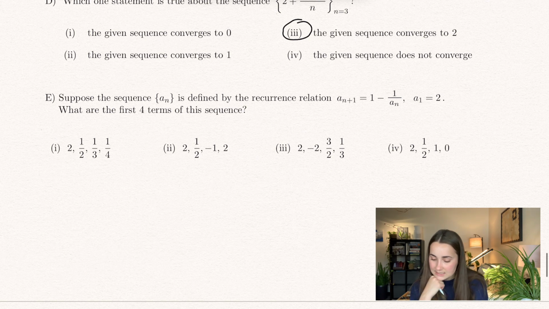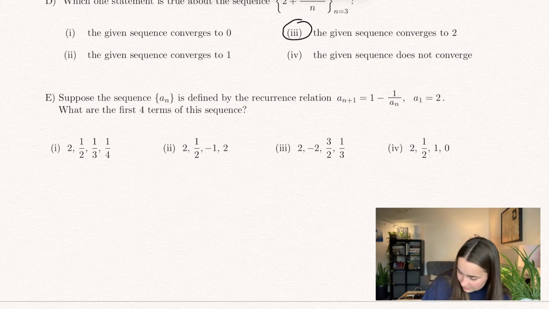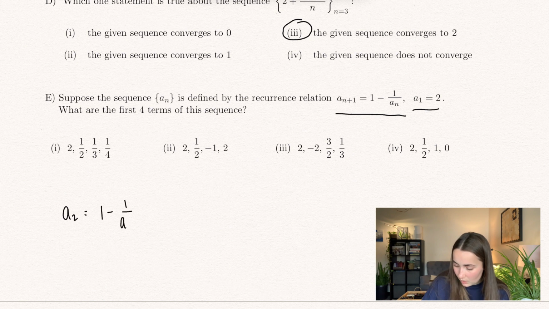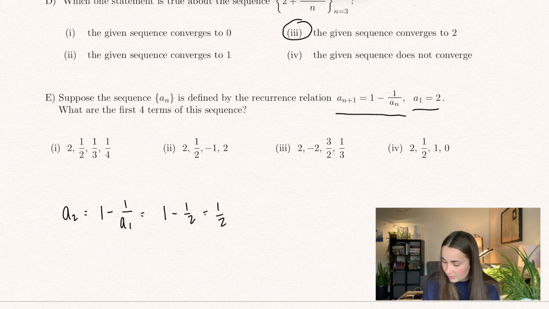Okay, part E. Suppose the sequence a sub n is defined by the recurrence relation a sub n plus 1 is equal to 1 minus 1 over a sub n, and they give us the first term, a sub 1 is equal to 2. What are the first 4 terms of the sequence? Let's find our a sub 2. That's going to be 1 minus 1 over a sub 1, which is 1 minus 1 half, which is equal to 1 half. So our second term is 1 half, and that already cancels out 3.